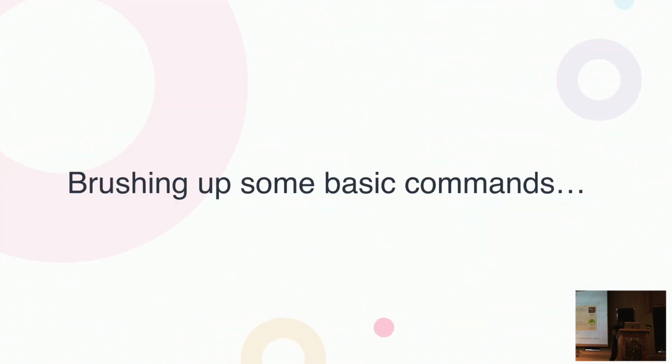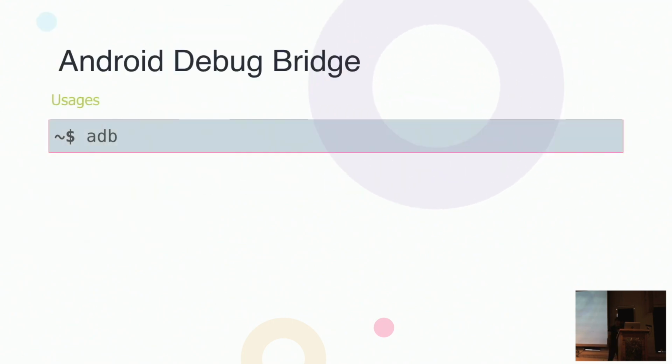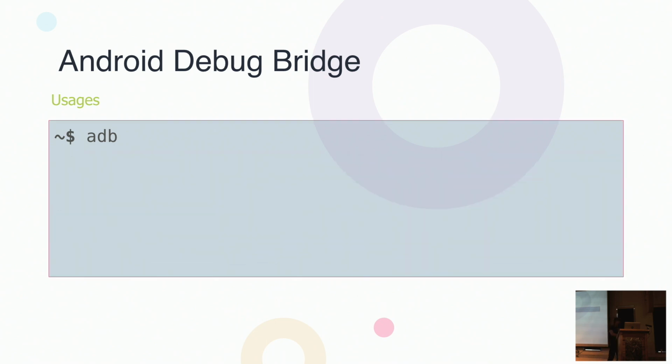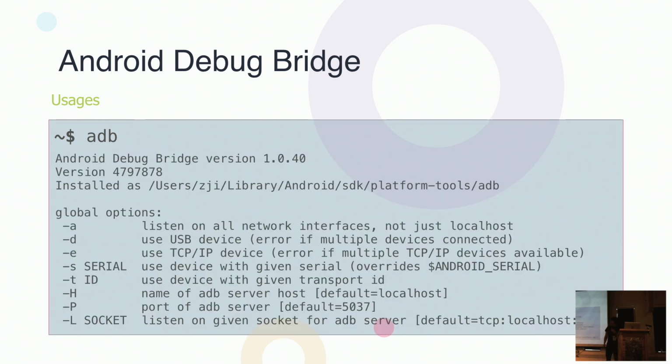So let's brush up on some basic commands. The first basic command that I would like to talk about is just adb. This command is pretty simple. It just shows the list of commands, how to use them, and some parameters. It's really nice when you don't know a command: just execute it without any parameter, and it will show the help for you.